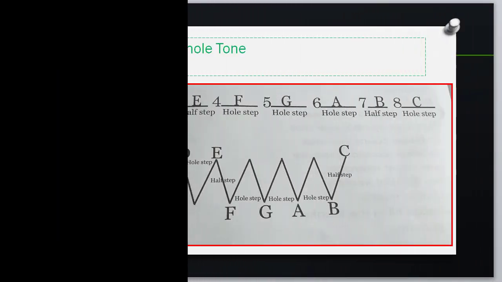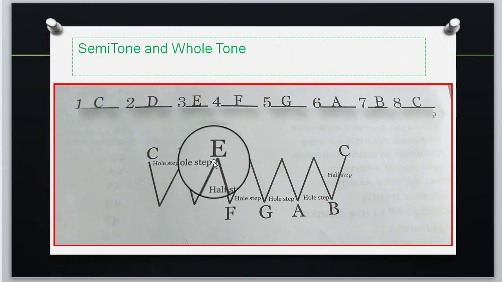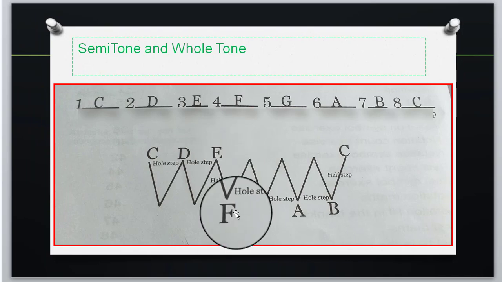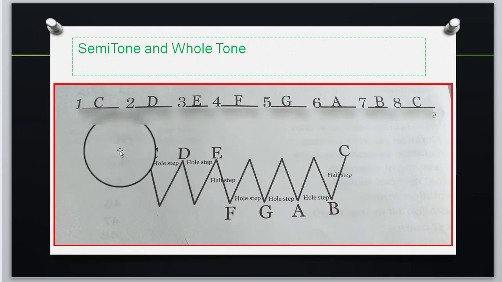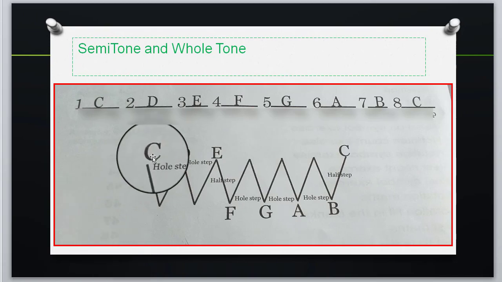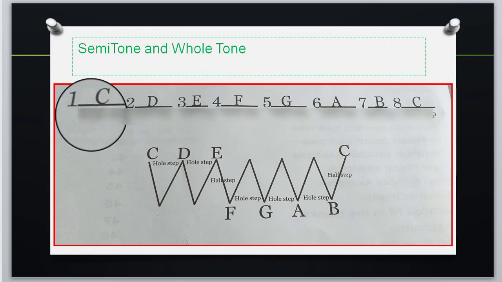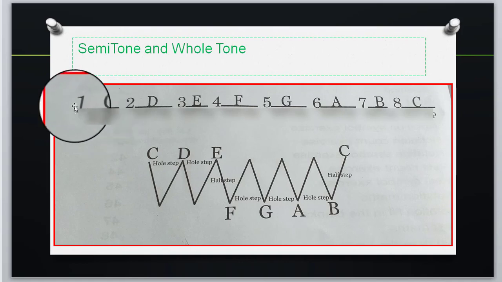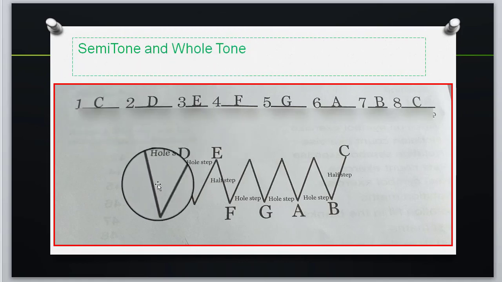Now see, the music travels. If you write a melody using these notes, C to D, D to E, E to F, F to G, G to A, A to B, and C. When music travels from C to D, we call it a whole tone. Here, "whole" means one complete.